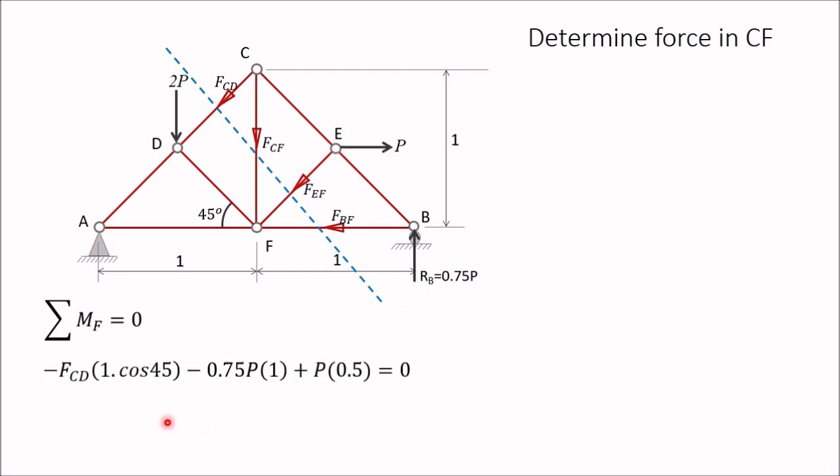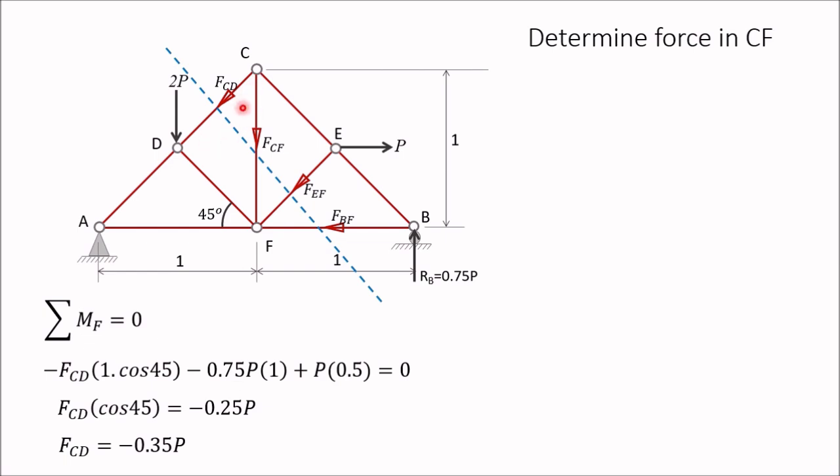So FCD is anti-clockwise about F, so FCD into the perpendicular distance, which is FD cos 45. Then 0.75P is anti-clockwise, and its distance from F is 1, so this one is into 1. And the third one is P about F, which is clockwise, and its perpendicular distance is 0.5. Solve this, and you will get FCD as minus 0.335P.